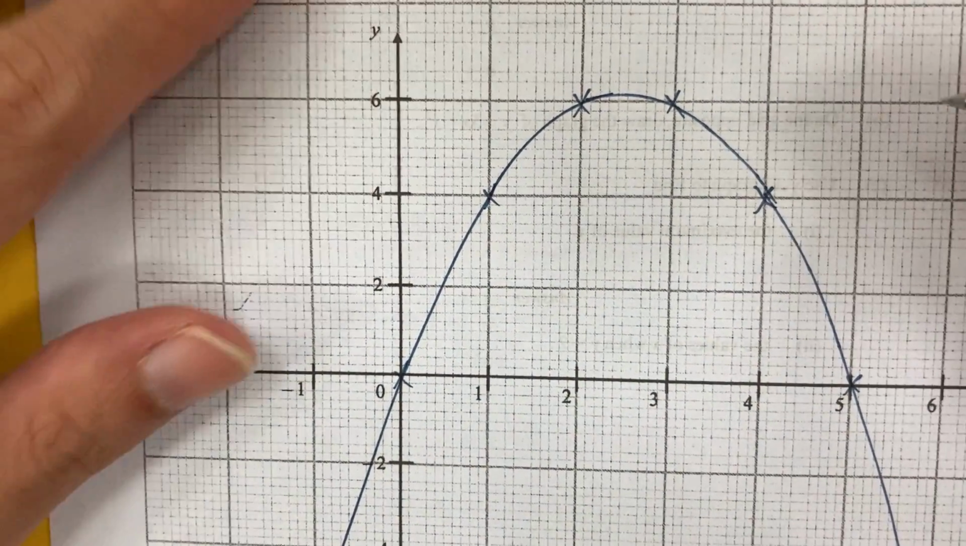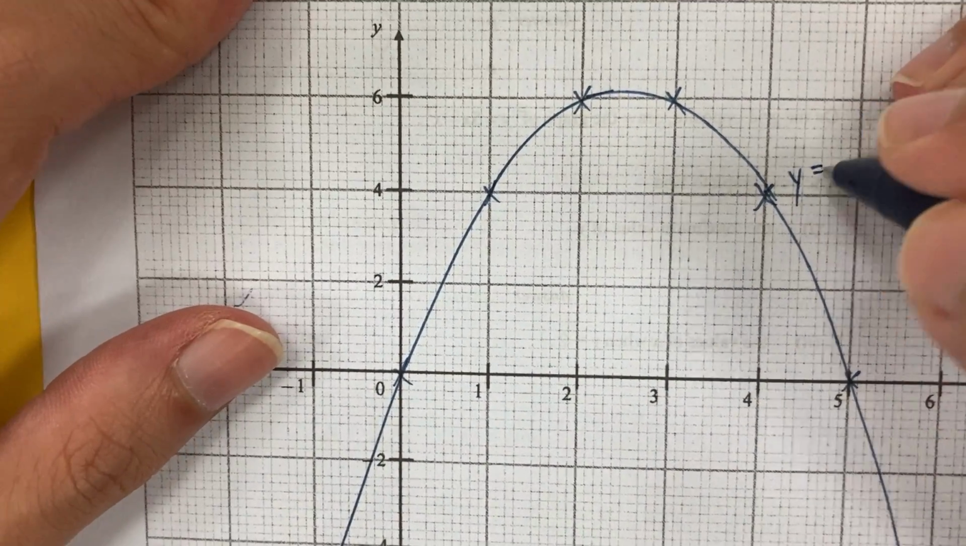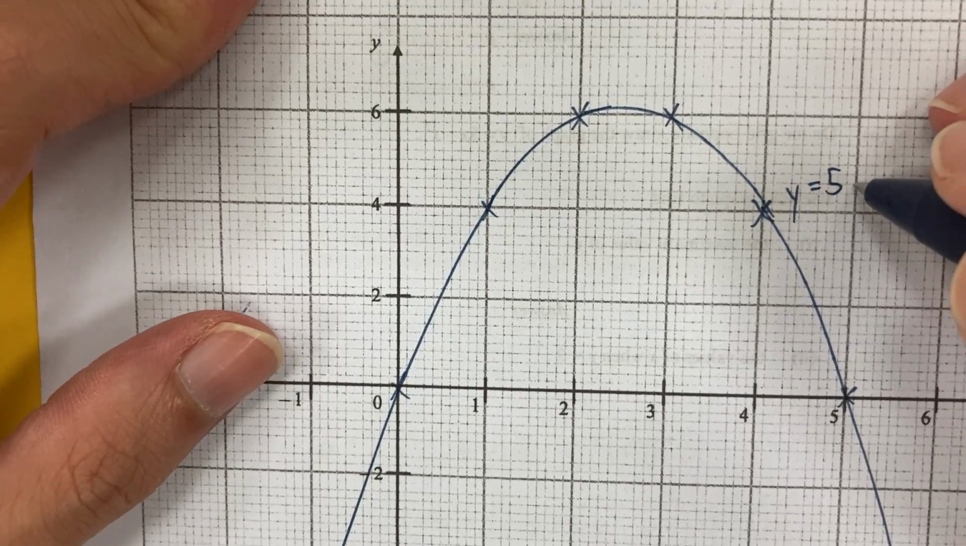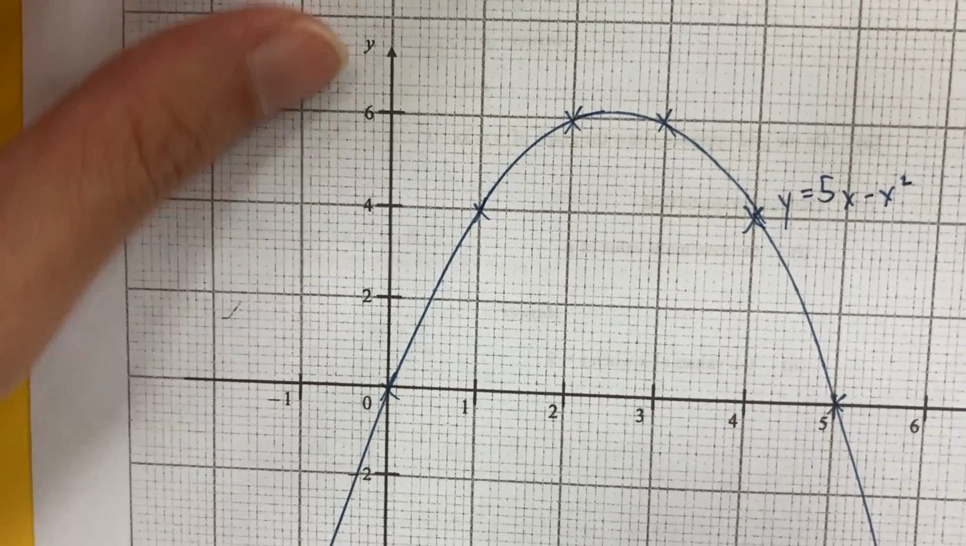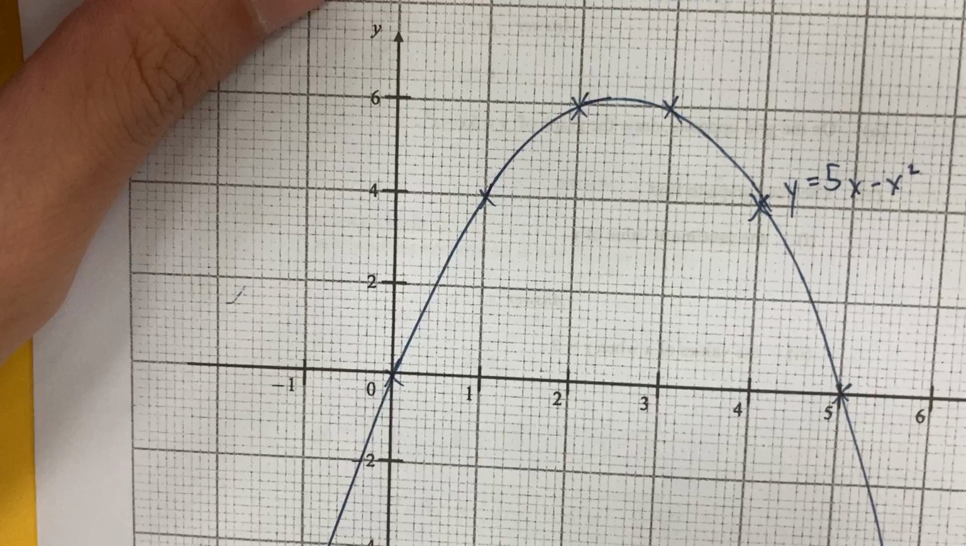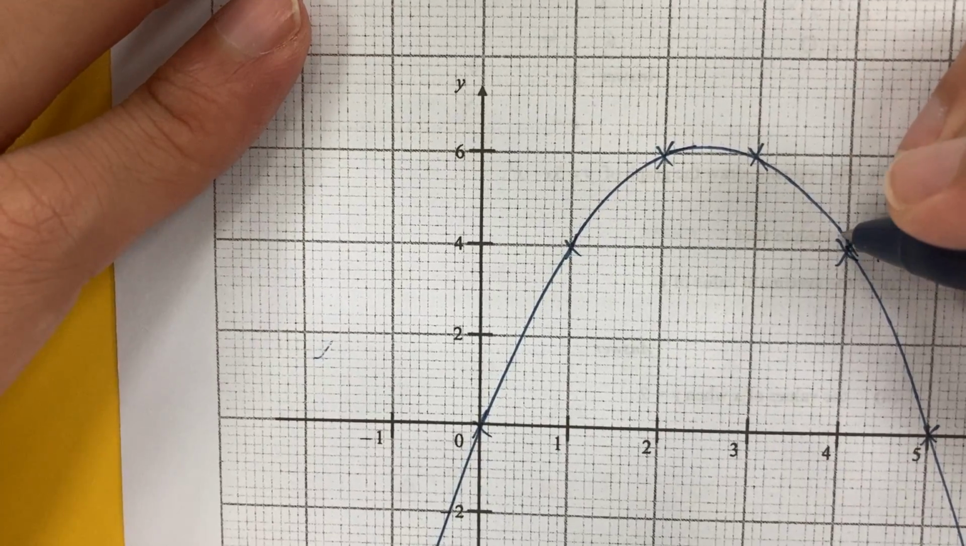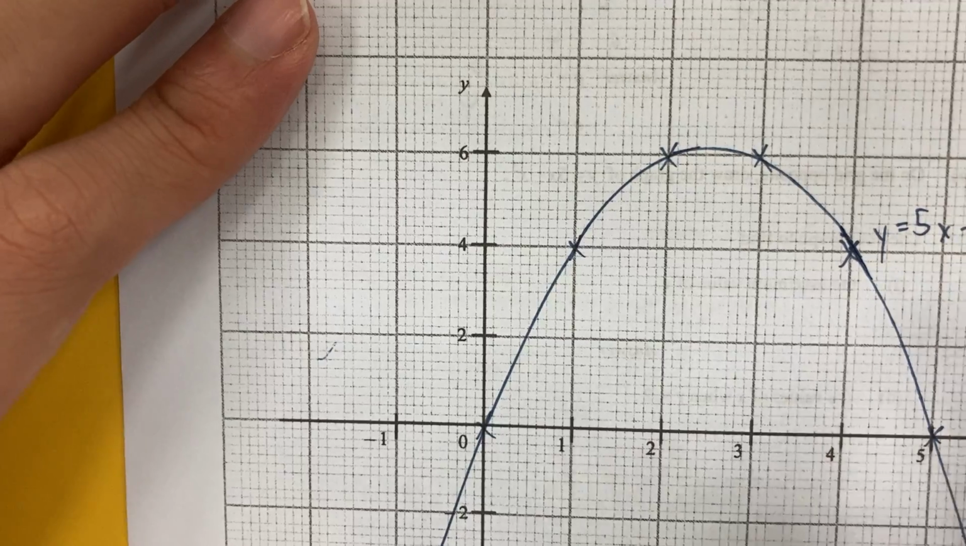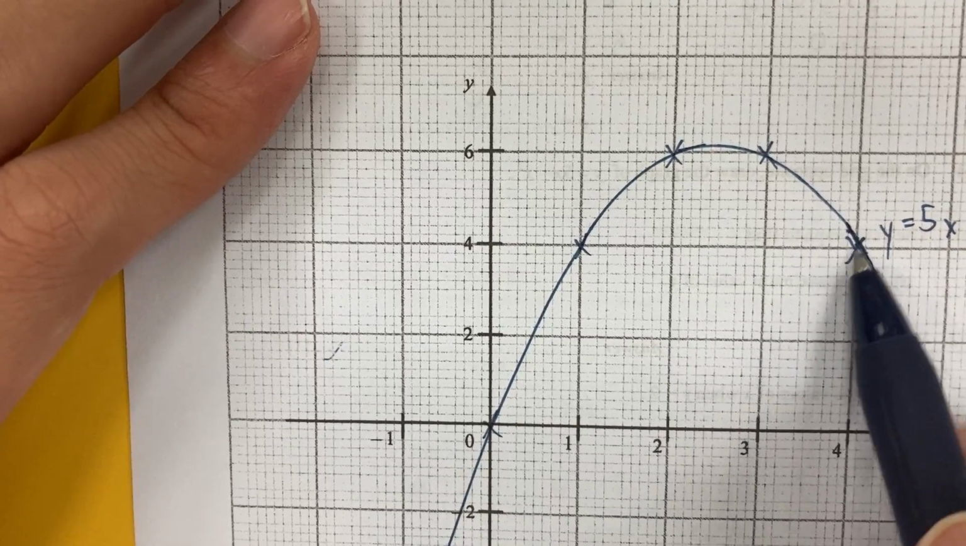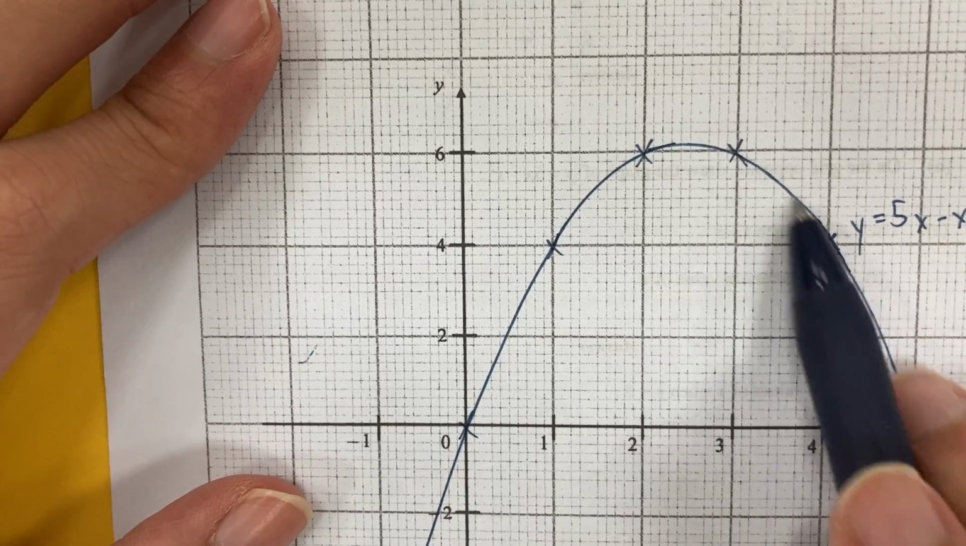Ideally, for a good answer, you should also label your graph y equals 5x minus x squared. With this, we can now answer the next question, which is find the maximum value of y. This part is supposed to be connected, so not supposed to do it this way. You're supposed to use pencil, then redraw this part.